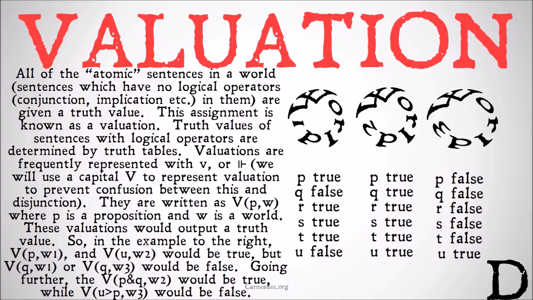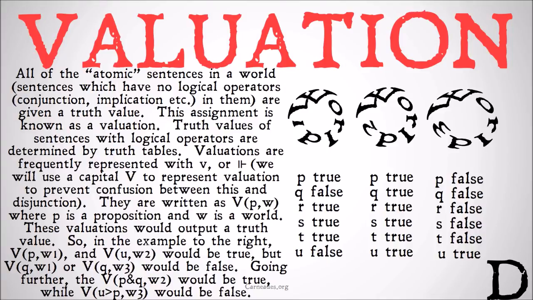So, in the example to the right, the valuation of P in world 1 and the valuation of U in world 2 would be true, because we note that P is true in world 1 and U is true in world 2, though P is not true in all possible worlds and U is not true in all possible worlds. However, those 2 valuations would be true because they're specifying the proposition and the world.